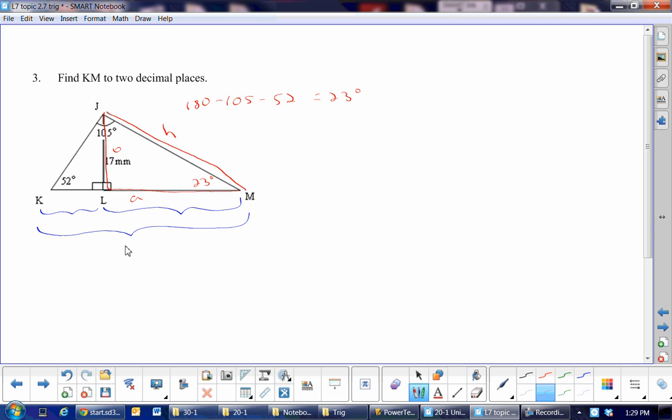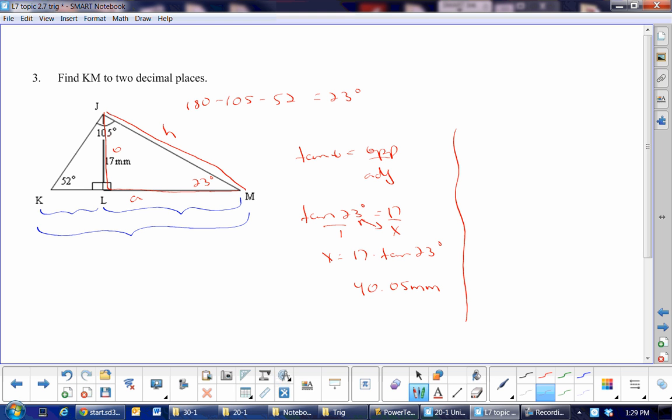So that is tan. So I would go tan theta equals opposite over adjacent. Now let's fill our stuff in. Tan 23 degrees equals 17 over x. And this is over 1, right? These two will trade. X equals 17 times tan 23 degrees, and you will get 40.05 millimeters.